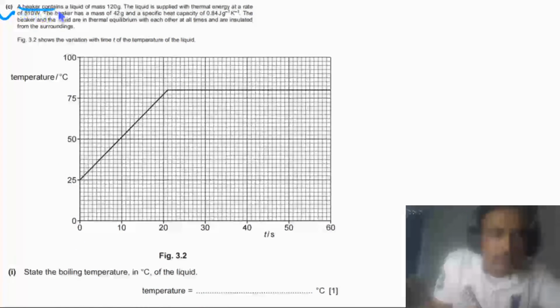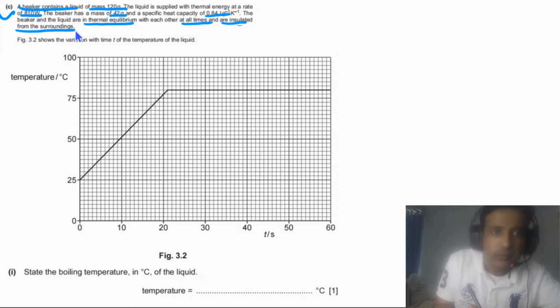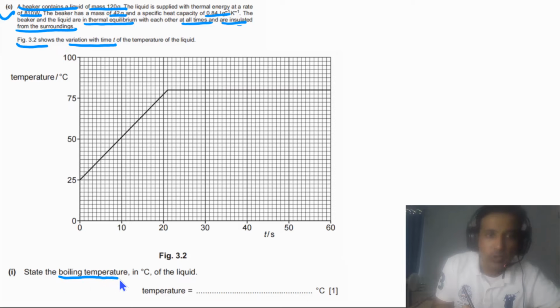Part C says a beaker contains a liquid of mass 120 grams. The liquid is supplied with thermal energy at a rate of 810 watts. The beaker has a mass of 42 grams and a specific heat capacity of 0.84 joules per gram per Kelvin. The beaker and the liquid are in thermal equilibrium with each other at all times and are insulated from the surroundings. Figure 3.2 shows the variation with time t of the temperature of the liquid. For part C1, we need to state the boiling temperature in degrees Celsius of the liquid.